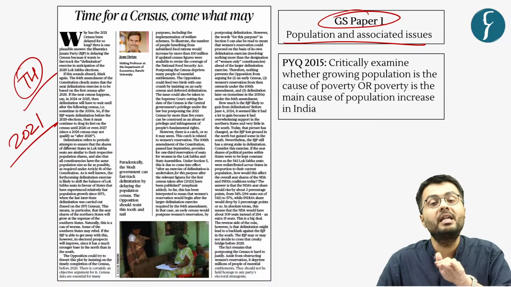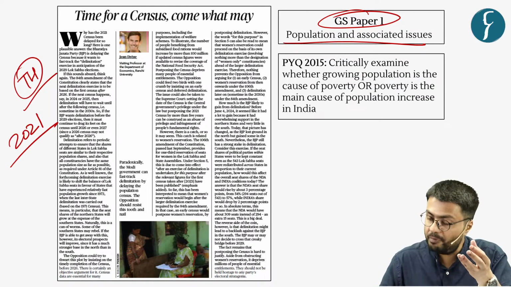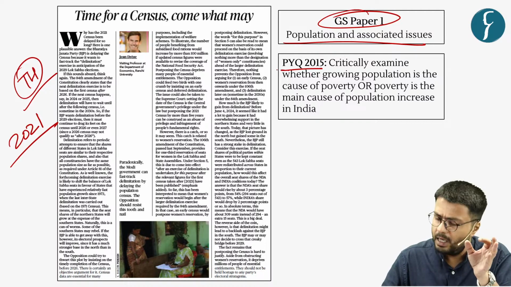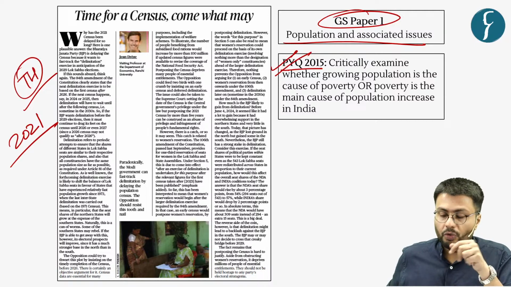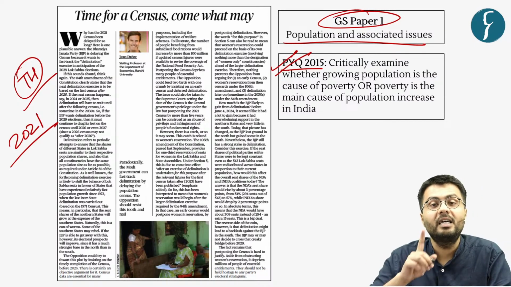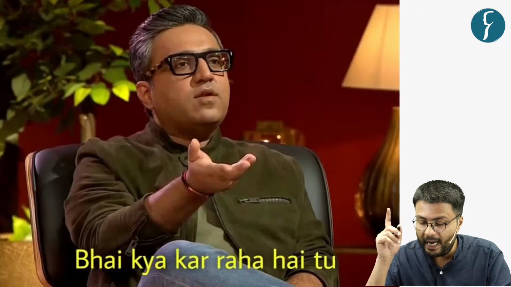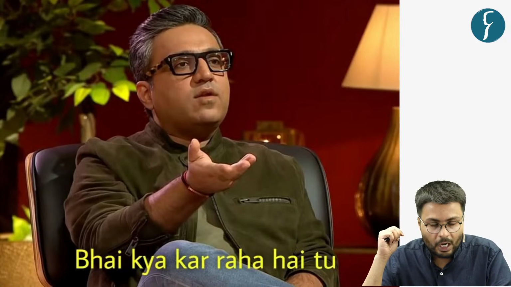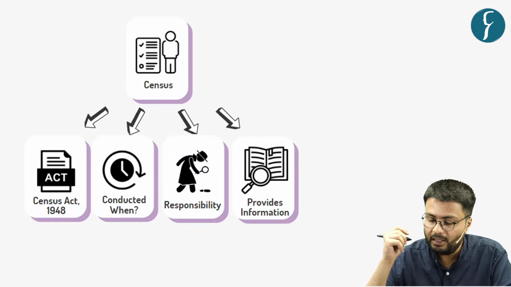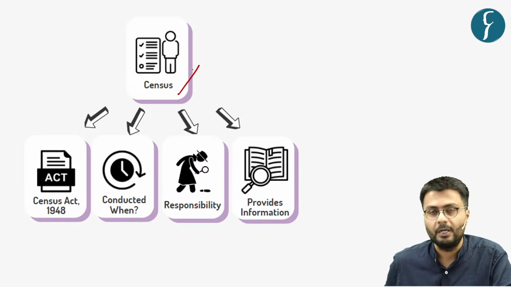Further, questions related to population and their levels have been asked by UPSC before in the past. Case in point, this PYQ of the year 2015. So to summarize this entire article in just one slide, let me highlight that this article poses a question to the government. Now in this regard, let us understand what this census exercise is in general.